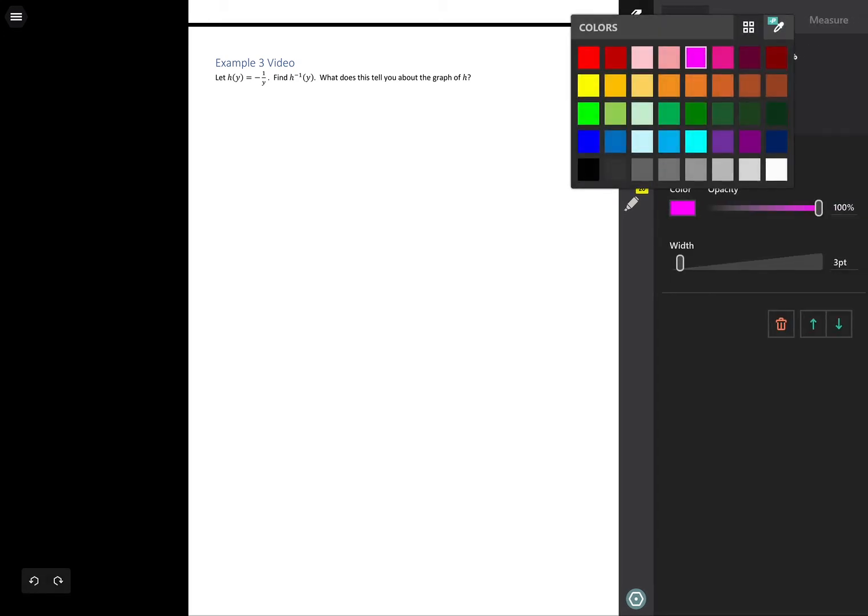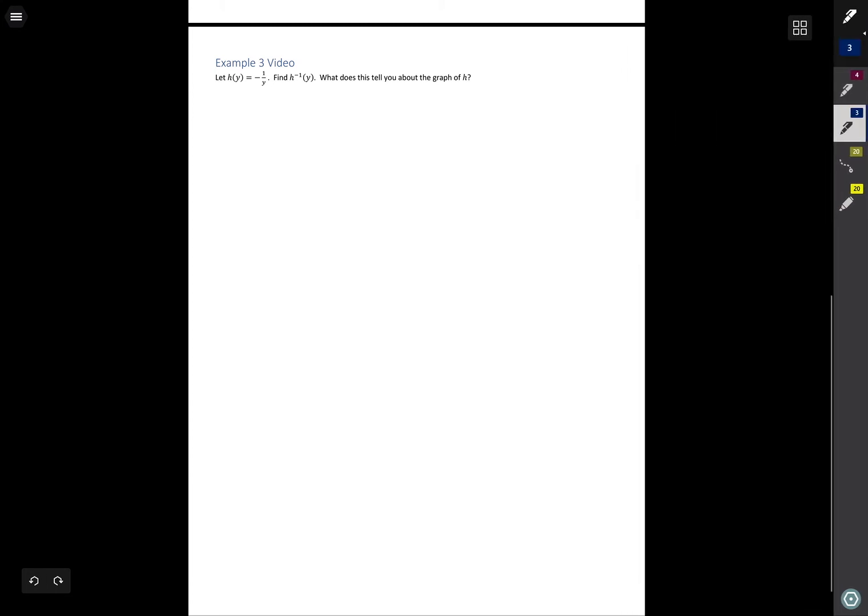Make this blue. Okay, so I'm starting with this h of y equals -1 over y. And I'm supposed to find h inverse of y, and since I'm given a formula, I'm going to assume that means find the formula for the inverse. This actually is a nice one for reasons other than the graph part as well, because my independent variable is y, and that can really mess with people.